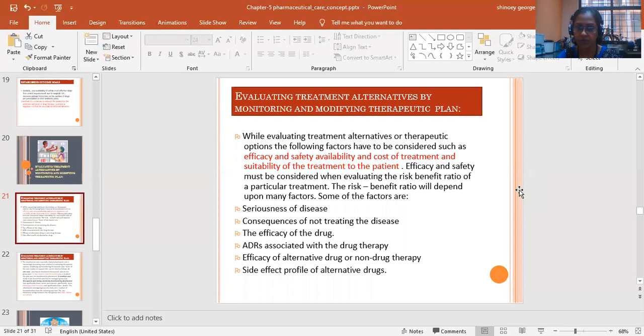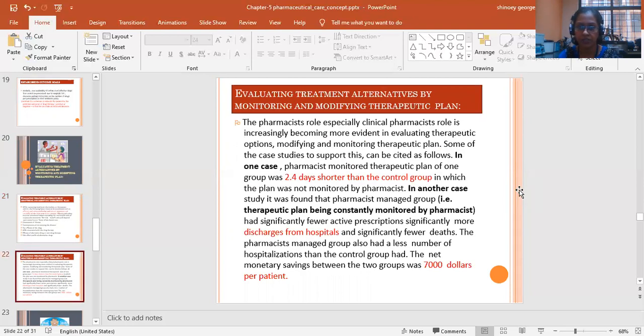alternate therapy has to be given, consequences if we are not treating the disease with an alternate therapy, the efficacy of the alternate drug, ADRs associated with it, then efficacy of the non-drug therapy, lifestyle changes, whether it can cure the disease, side effects of the alternative drugs.